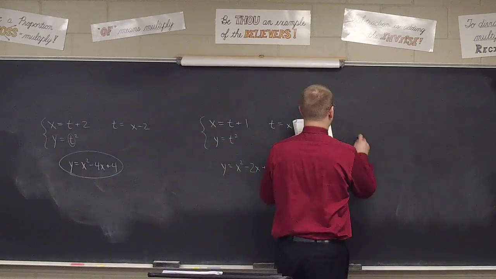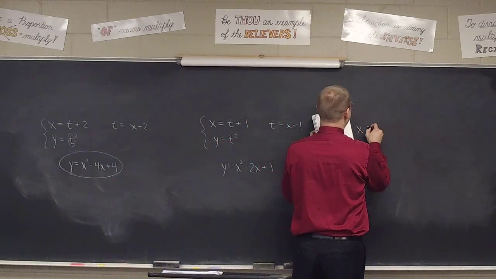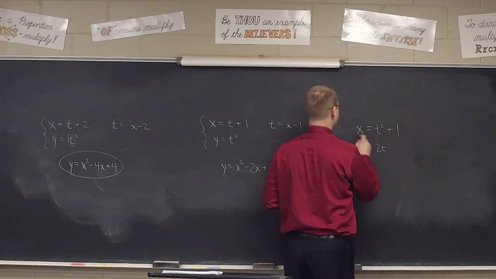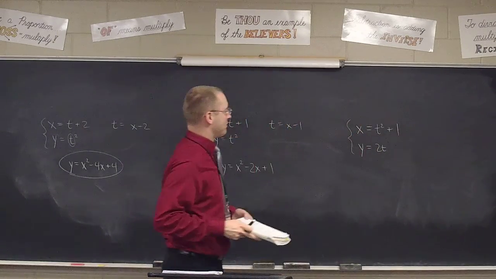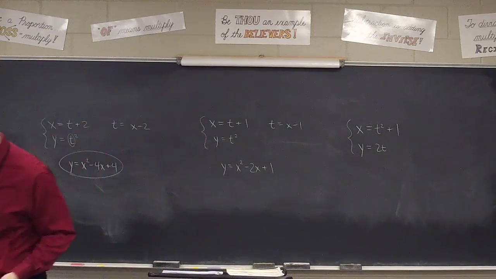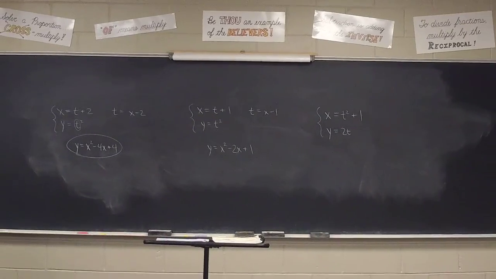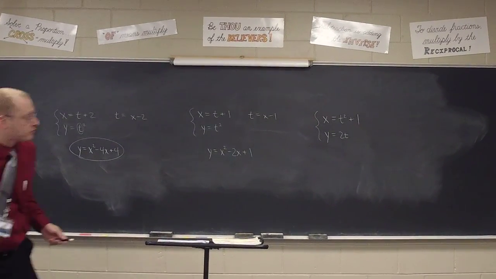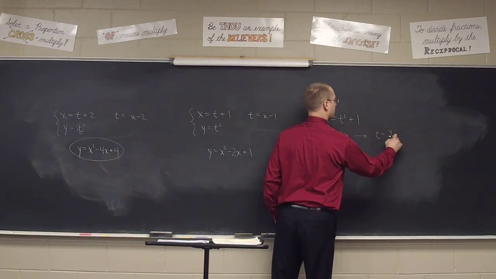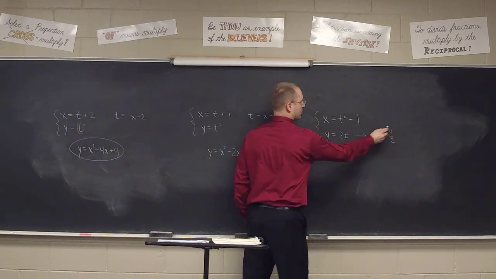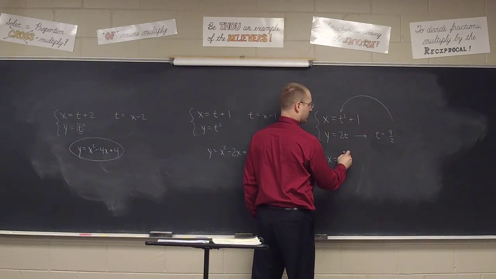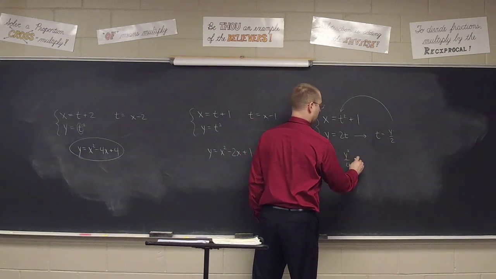Hey, number 10, finally, a little bit of a change of pace. t squared plus 1 for the x, and then y equals 2t. And what did we do for this one, Jamie? I divide both sides by 2 on the bottom equation. Okay. And so it left me with t equals y over 2. And I substitute that in for the other equation. And so it's x equals y squared over 4 plus 1.